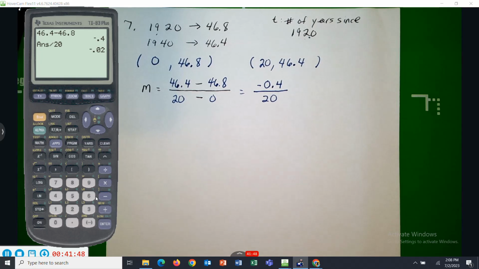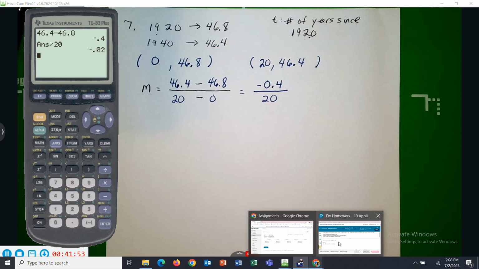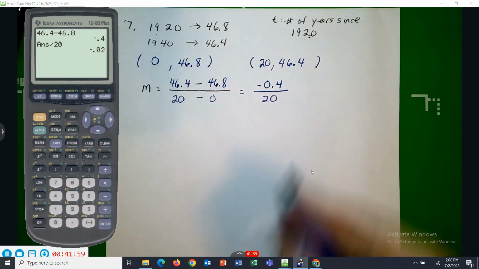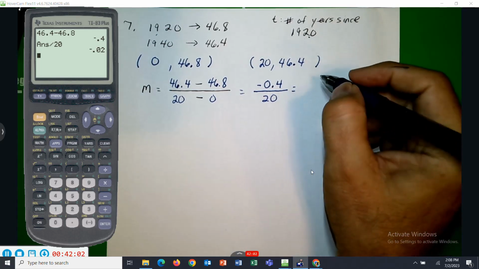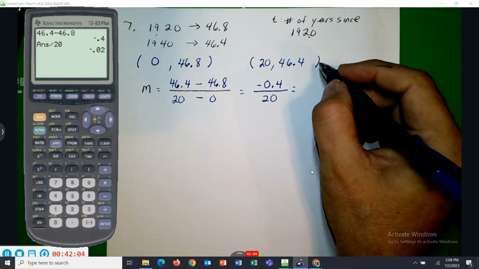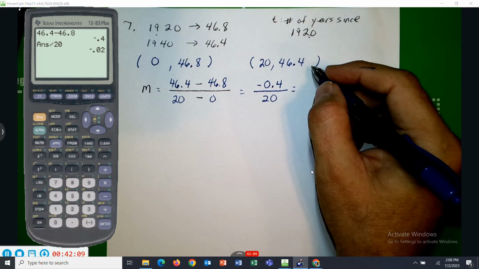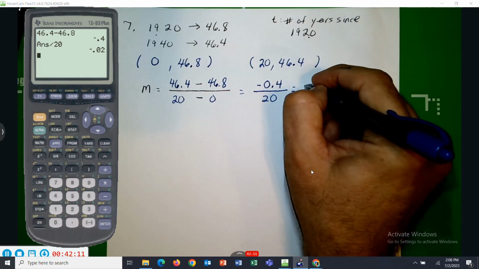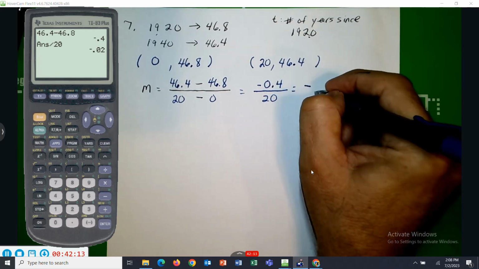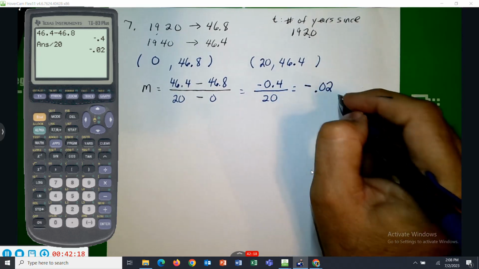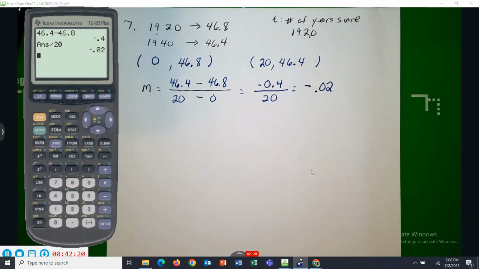I wonder what they want us to do. Do they say it's okay to use decimals? Round to the nearest hundredth. So, okay, that means use decimals. So negative 0.02, we don't have to round, do we? Two digits after the decimal point, is that hundredths? I might have said 0.2, it's 0.02. So there's the slope.